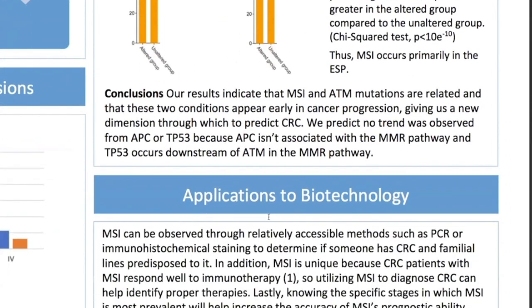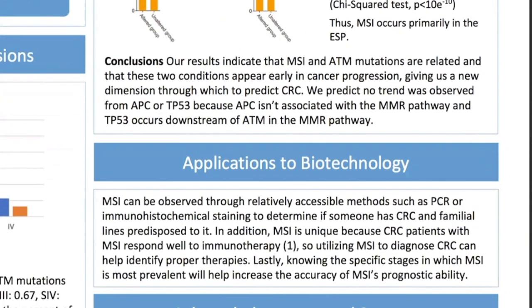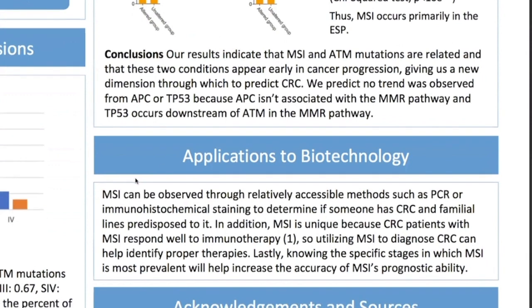So why are these findings relevant to the biomedical and biotechnological world? First, it is very important because MSI is relatively easy to observe and can be observed through standard lab procedures such as polymerase chain reaction and immunohistochemical staining. So not only does this determine if someone is predisposed to cancer, it also can determine if a certain familial line is predisposed to cancer, because if someone has a germline mutation in a gene that causes MSI, then this mutation can be passed down to their offspring.